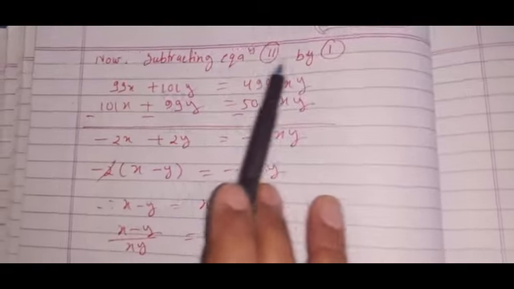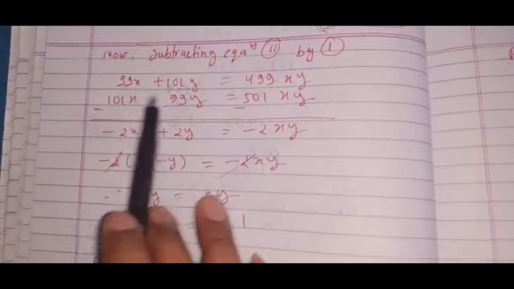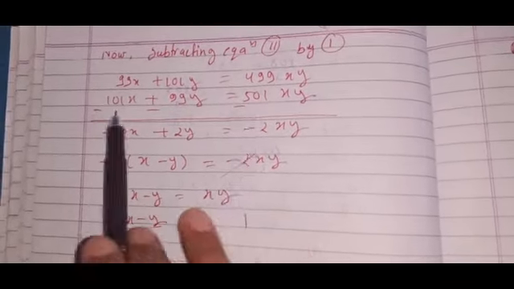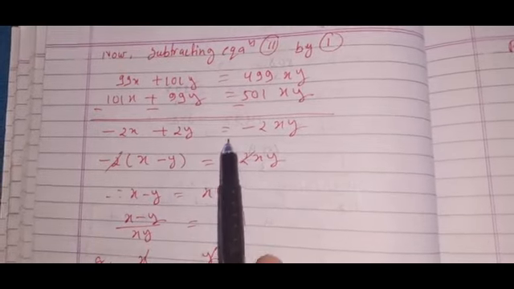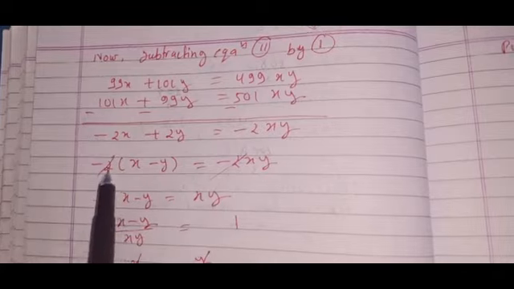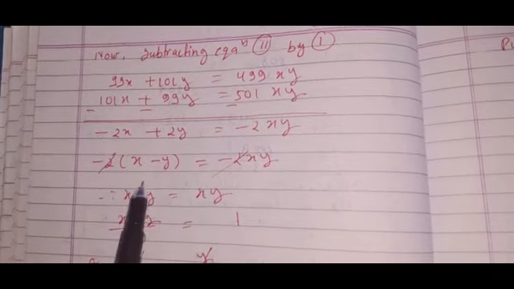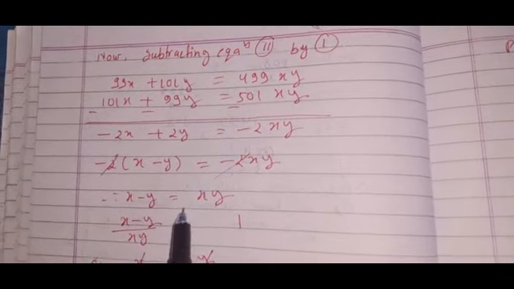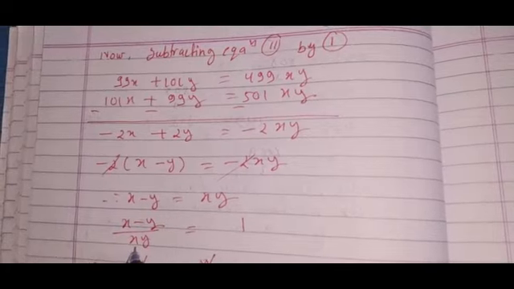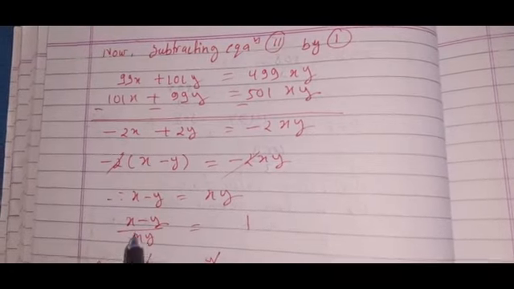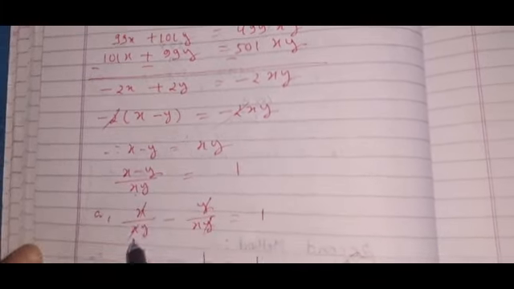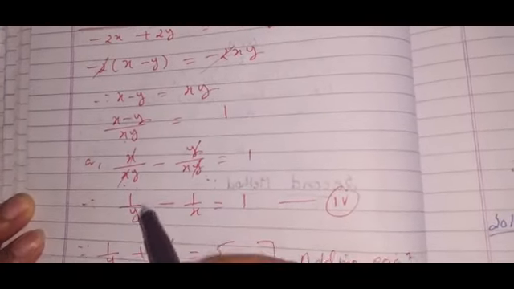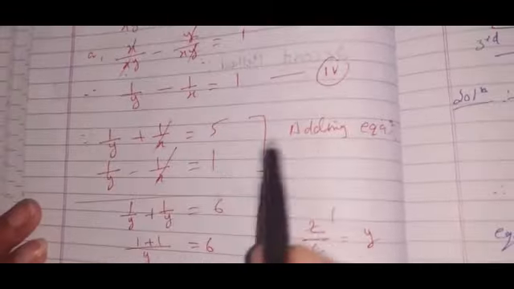So I have written, subtracting equation 3 and 1, 99x, copied the equation, minus, because all are with plus sign. So when we subtracted, we got minus 2x plus 2y equals minus 2xy. Then we have taken minus 2 as common. Then x minus y is equal to xy. So I have divided by xy here, and then x by xy minus y by xy is equal to 1. X cancelled, y cancelled. So here is 1 by y minus 1 by x equals 1.